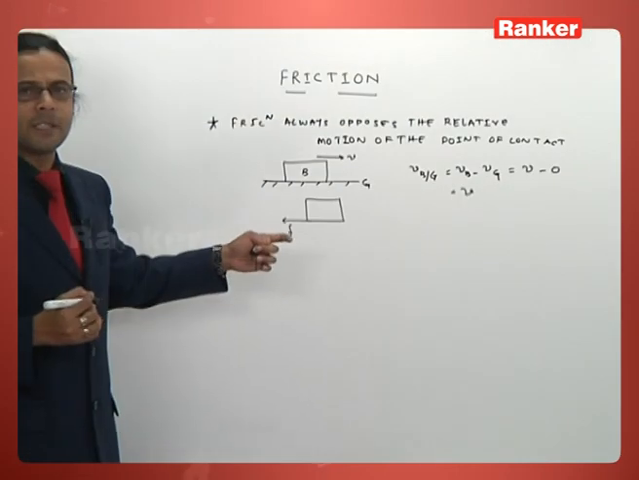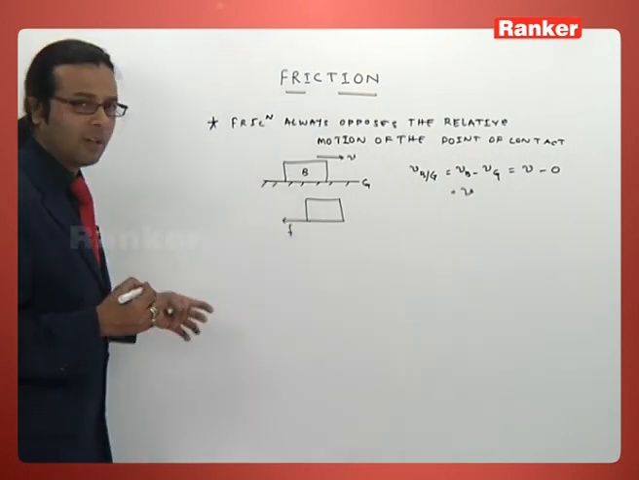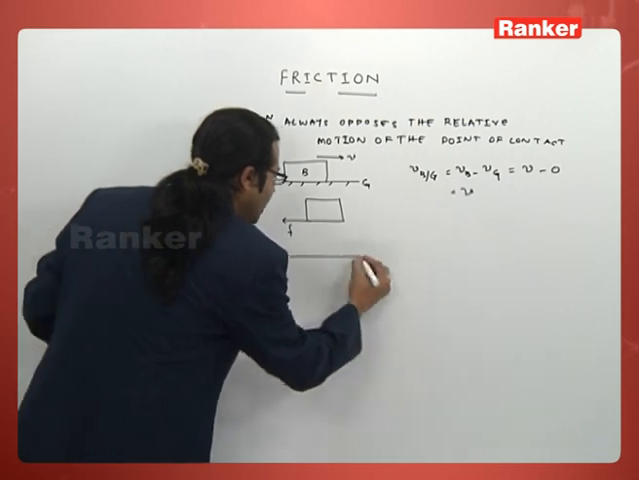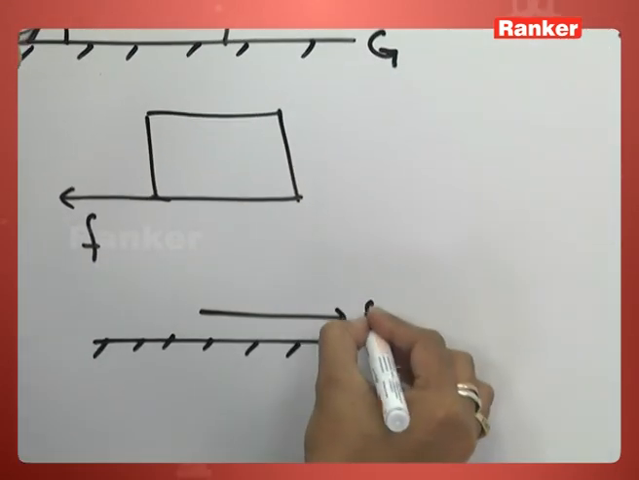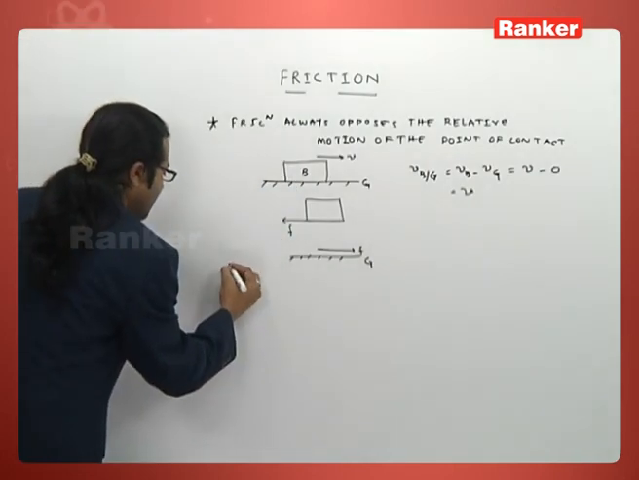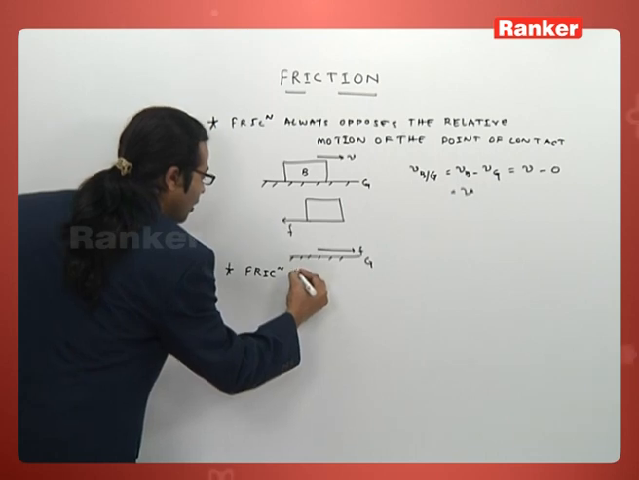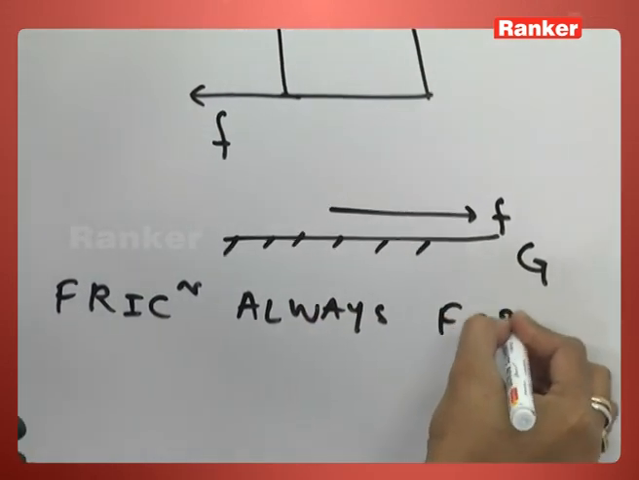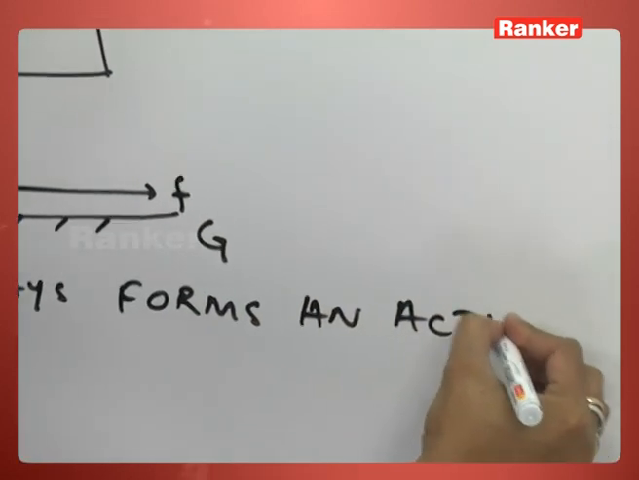Later on we will discuss what kind of frictional force it is, whether it is maximum or not. Next concept we will talk about that. And on the ground, frictional force will act in the forward direction. So I put another one: friction always forms an action and a reaction pair.